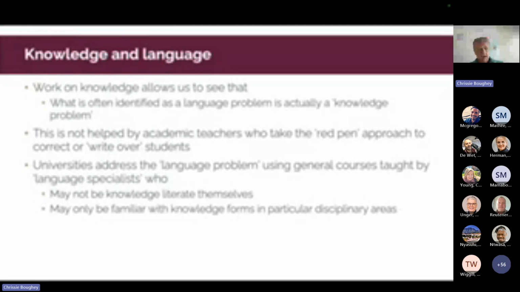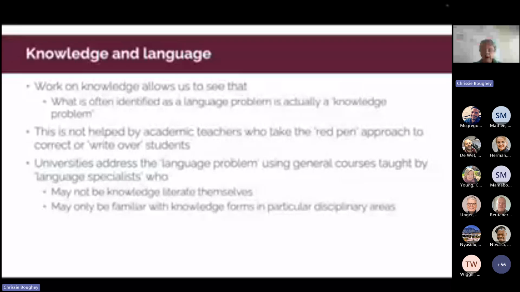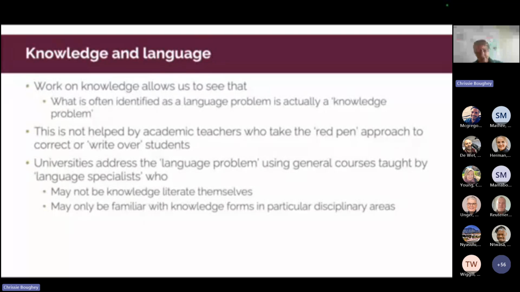I used to do that. I used to teach those language courses. I didn't understand knowledge the way I understand knowledge now. Okay, so you then got these courses supposed to be helping students, but the people teaching the courses might not understand actually what it is that is the problem.